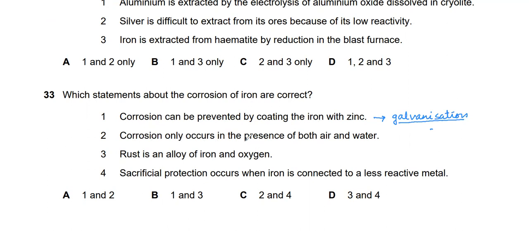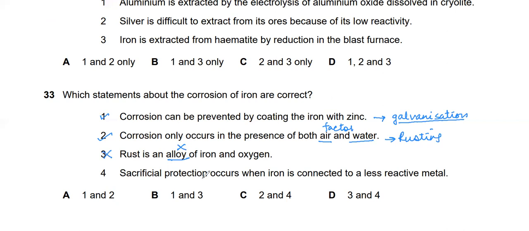Corrosion only occurs in the presence of air and water. Yes, that's again a correct option. So the presence of air and water is needed for corrosion. Basically, the corrosion of iron is known as rusting. So for rusting, these are the two factors which are important. If any one of them is absent, the rusting will not take place. Rust is an alloy? No, rust is not an alloy.